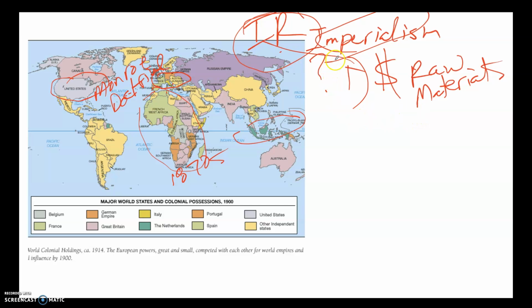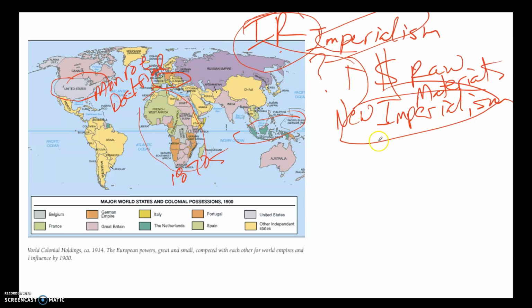This is going to be a different kind of colonization or imperialism, and it's going to be termed New Imperialism. So write that down, please. New Imperialism, because it's more connected to the accumulation of raw materials for factories, whereas Spanish colonization was trying to gain gold and silver. These are raw materials that can be produced, turned into finished goods via the factory system. And new imperialism also has technological advantages.